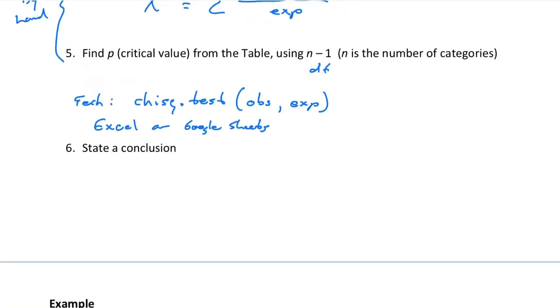And then finally, we state our conclusion. So again, we would either reject the null or fail to reject the null, and then talk about the fact that we either do or don't have convincing evidence for whatever the claim is.